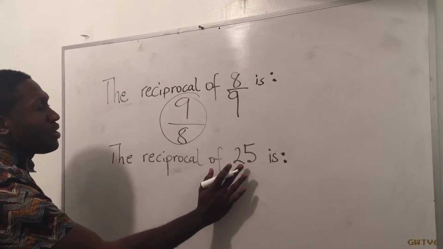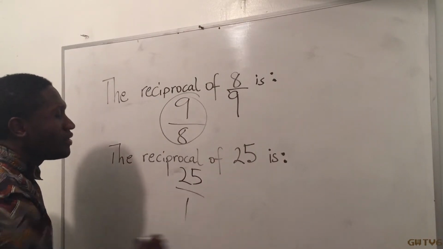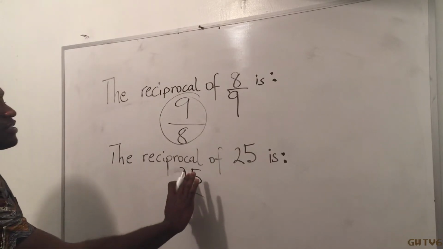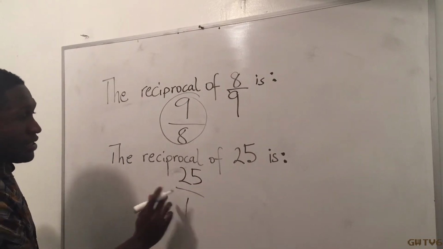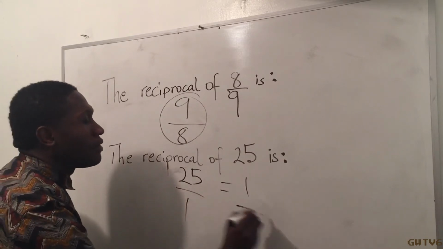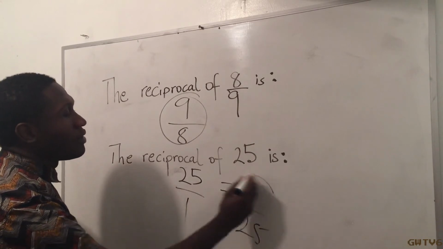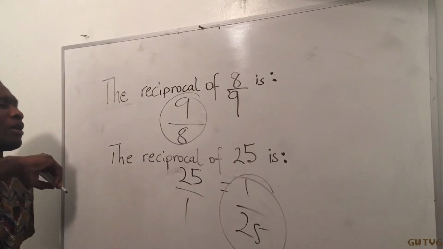So to change a whole number to a fraction, you just put 1 at the bottom, right? So now that it's in the fraction form, the reciprocal of this is what? I just flip it. So the 1 goes to the top, and this 25 will now come to the bottom. And that's it. Oh, this was not bad.